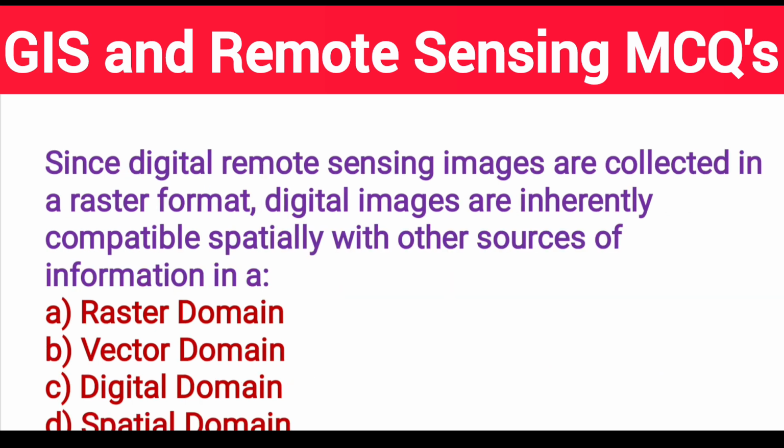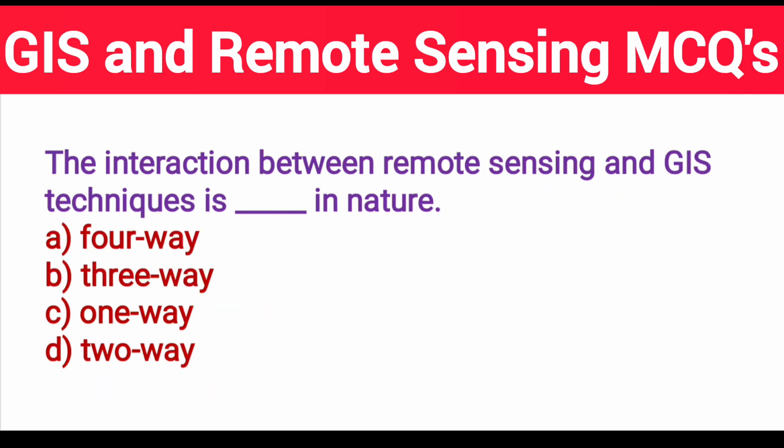Next question, since digital remote sensing images are collected in the raster format, digital images are inherently compatible spatially with other sources of information in a option A, raster domain, option B, vector domain, option C, digital domain, option D, spatial domain. So the correct answer is option A, raster domain. Next question, the interaction between the remote sensing and GIS technique is dash in nature. Option A, 4-way, option B, 3-way, option C, 1-way, and option D, 2-way. So the correct answer is option D, 2-way.